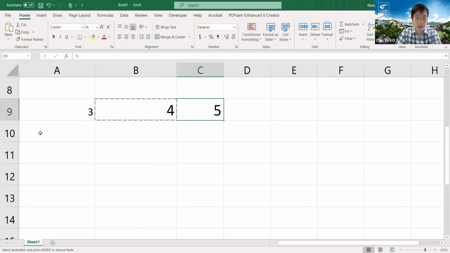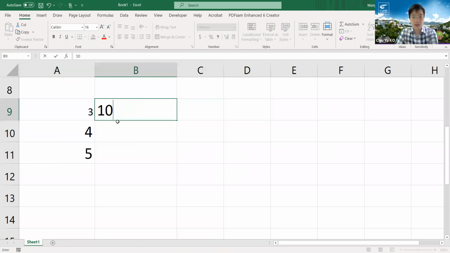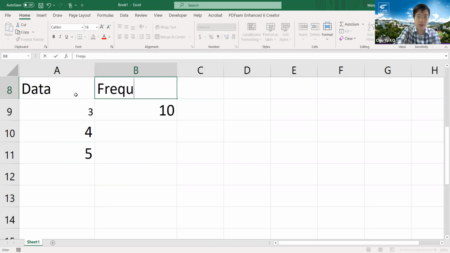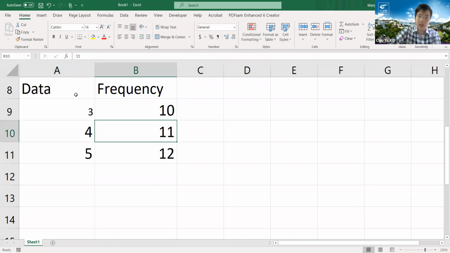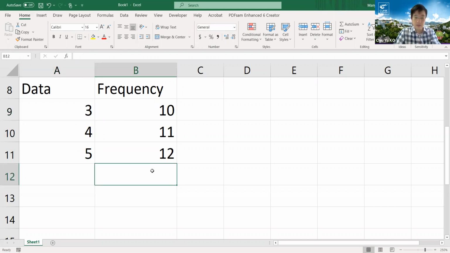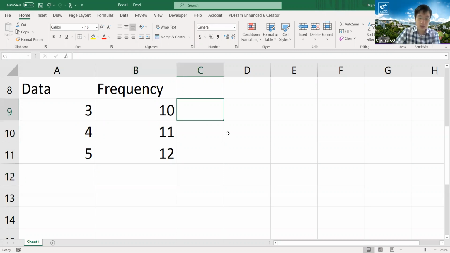So the question is like this, right? Suppose you have this is the data, and this is the frequency. So basically we want to change the frequency table to the variance. Suppose you have 10, 3, 11, 4, and 5, 12. This is what you want to ask, right? Then you start from first principle. First, calculate the mean. How to calculate the mean? So that's why you always need to start from the beginning.